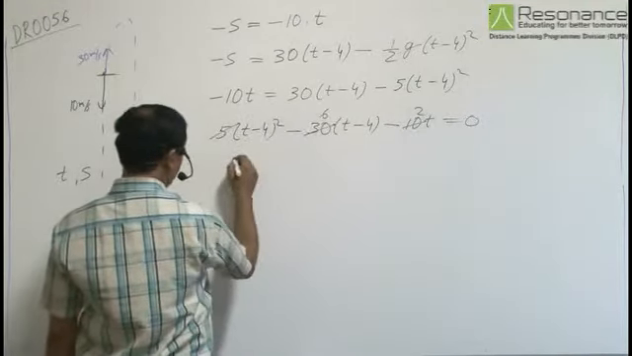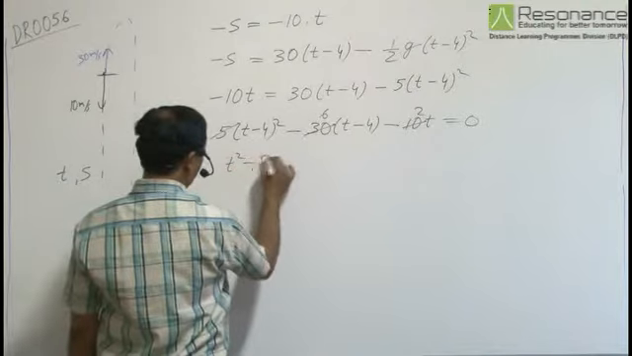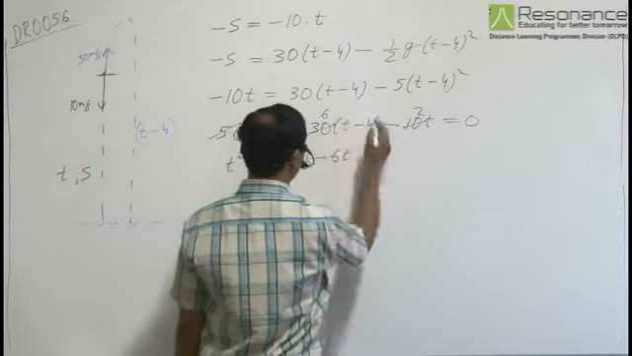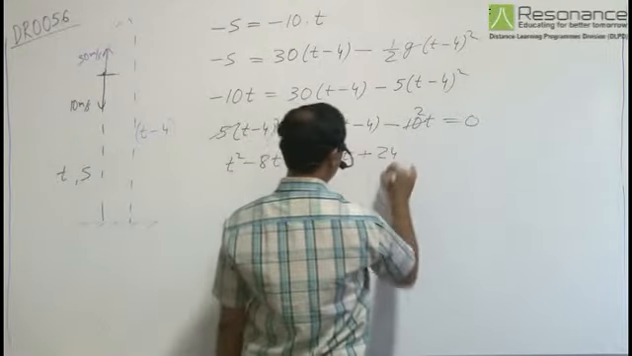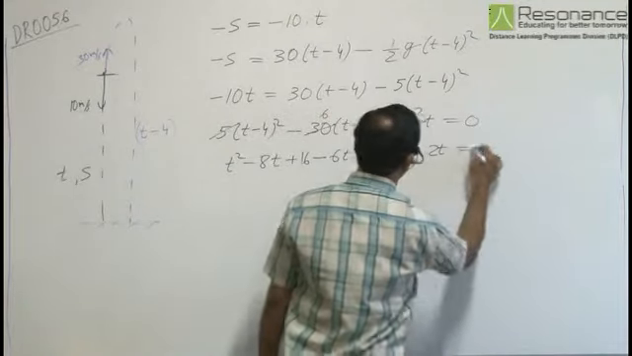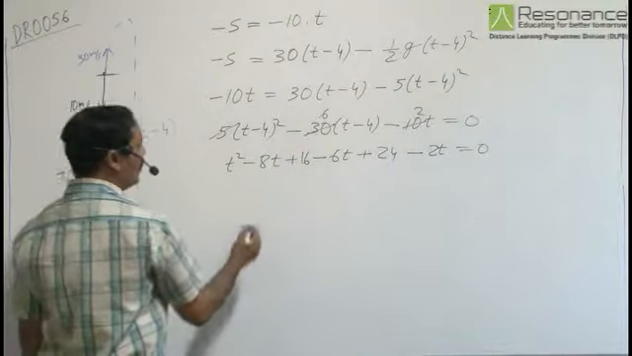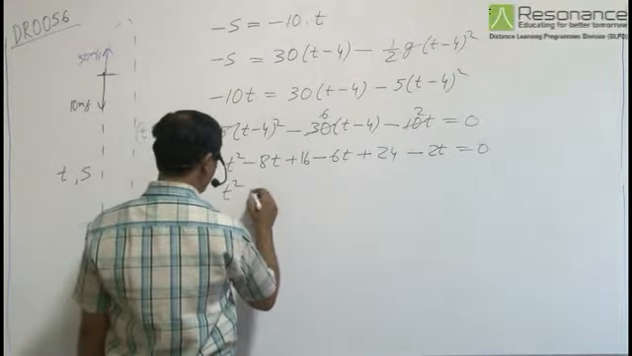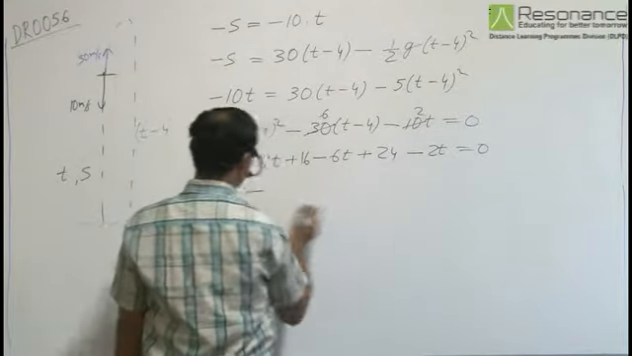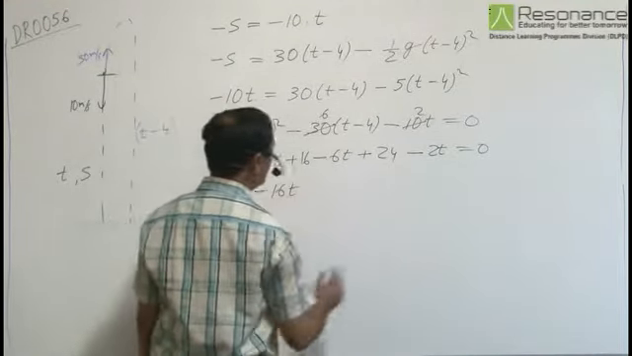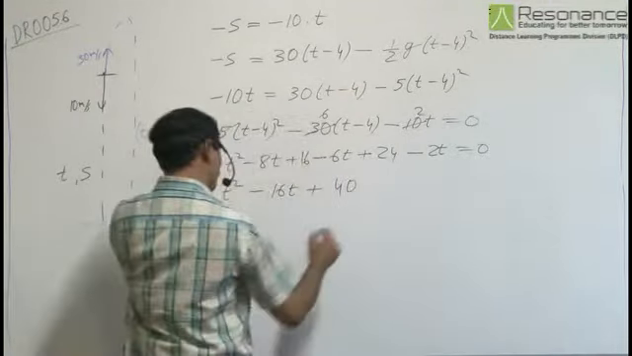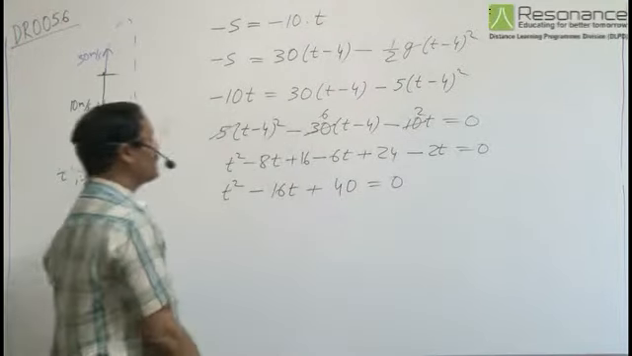So it is t square minus 8t plus 16 minus 6t plus 24 minus 2t is equal to 0, or we have t square minus 8 plus 6, 14 plus 2, that is minus 16t plus 40, that is equal to 0.